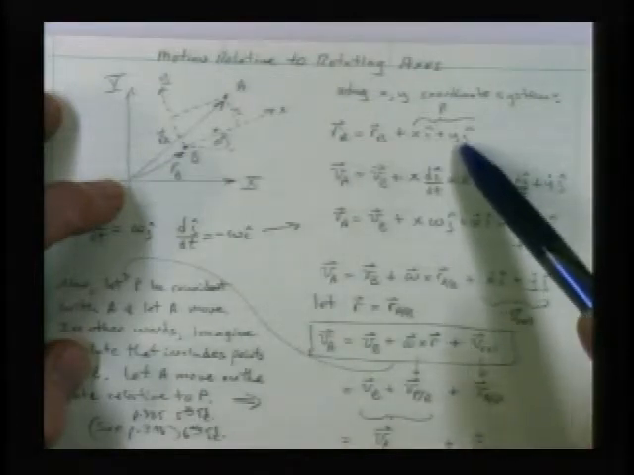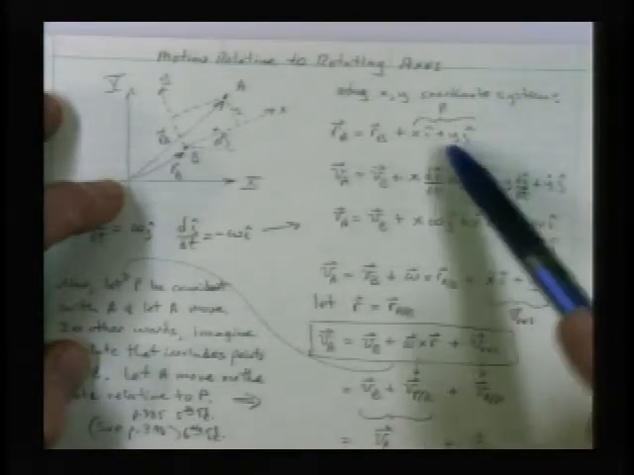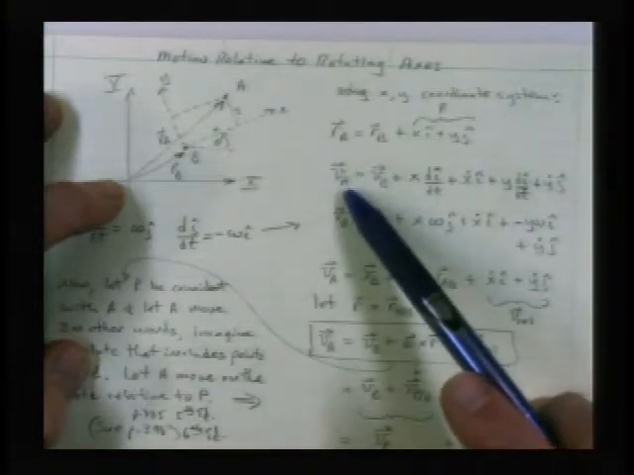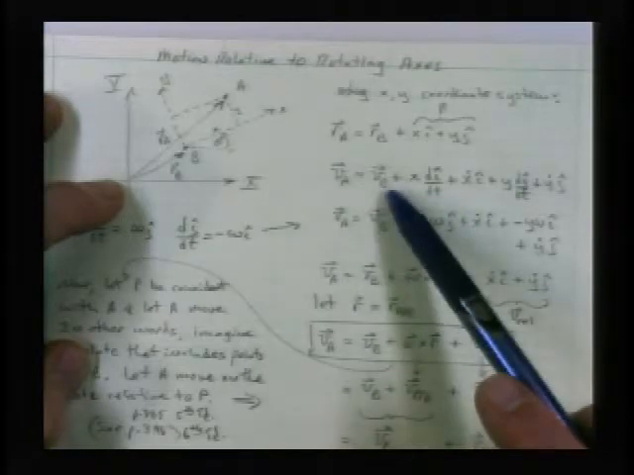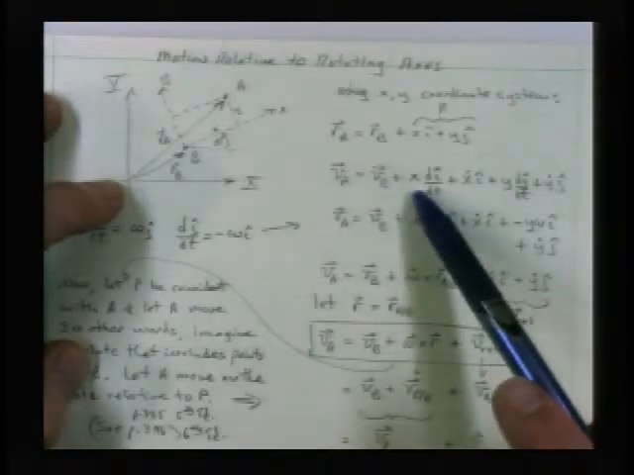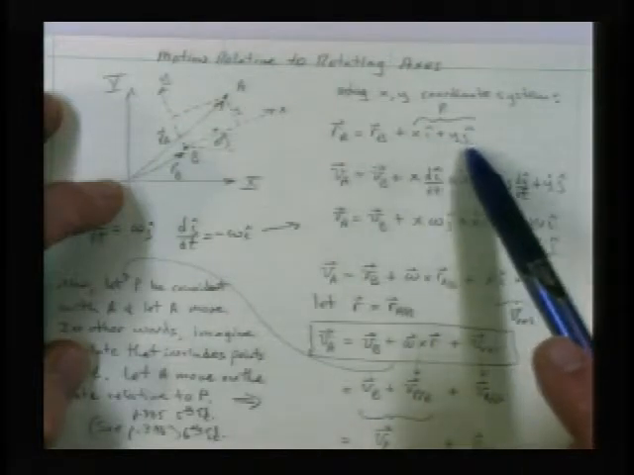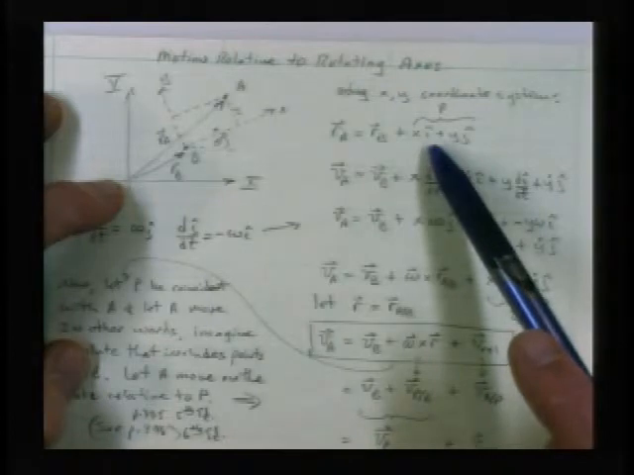Now we differentiate this, and this is going to take us back to something we did earlier in the course. So we're now going to get the velocity of A equals the velocity of B plus the derivative of x i hat plus y j hat. But i hat is in rotation.